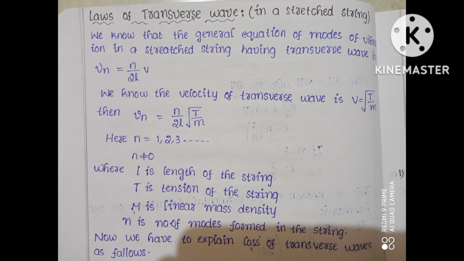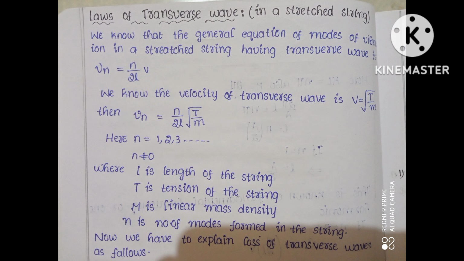We know that the general equation of the modes of vibration in a stretched string having transverse waves is Vn equal to n by 2L times the velocity. We know the velocity of a transverse wave is V equal to root over T by m. Then Vn is equal to n by 2L root over T by m. Here n is equal to 1, 2, 3 and so on, n is not equal to 0, where L is the length of the string, T is the tension of the string, m is the linear mass density, and n is the number of modes formed in the string.